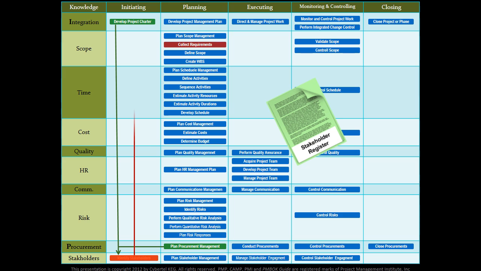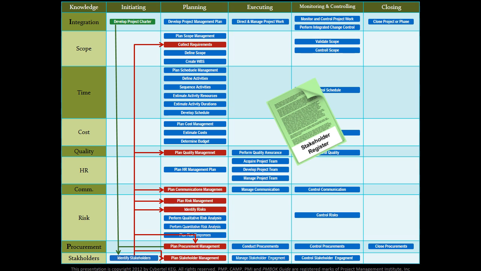Collect requirements, plan quality management, plan communication management, plan risk management, identify risks, plan procurement management, plan stakeholder management. Those are the processes in which we will see the stakeholder register as an input.